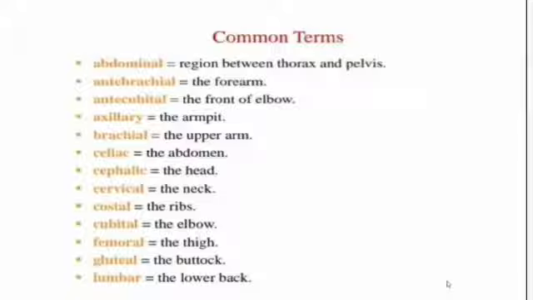Celiac, the abdomen. Cephalic, the head. Cervical, the neck. Costal, the ribs. Cubital, the elbow. Femoral, the thigh. Gluteal, the buttock. Lumbar, the lower back. These are a few terms which we use in anatomy.